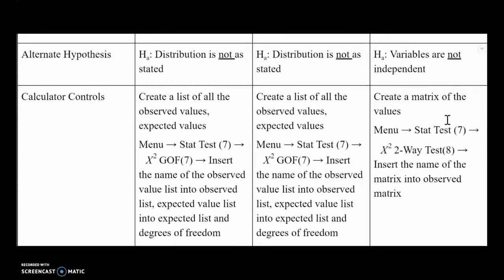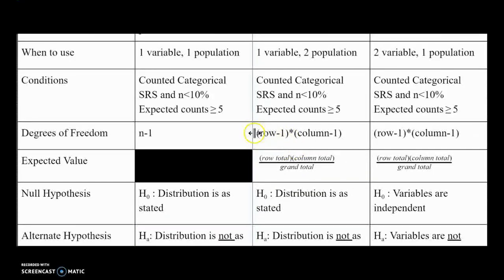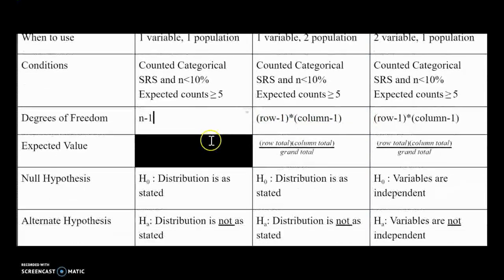Now for calculator controls, again, these are on the TI Inspire. So for goodness of fit and homogeneity, very similar. You create a list of all the observed values, and then for all the expected values you can actually get them when you do stat.exp. I will show that on my TI. Then you just go menu, stat, test 7, chi-squared goodness of fit 7. Then you insert the name of your observed value list into the observed list, expected value list into expected list, and degrees of freedom. Sometimes they may give you degrees of freedom, other times you're going to have to figure it out from the formula given here, which would be (row - 1) times (column - 1) or n - 1.